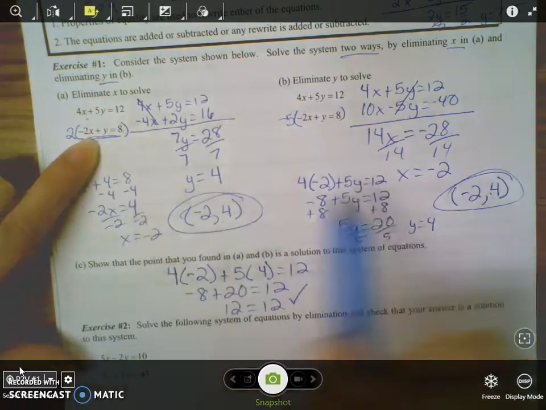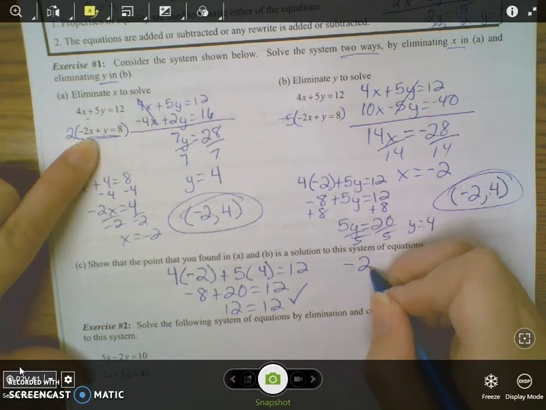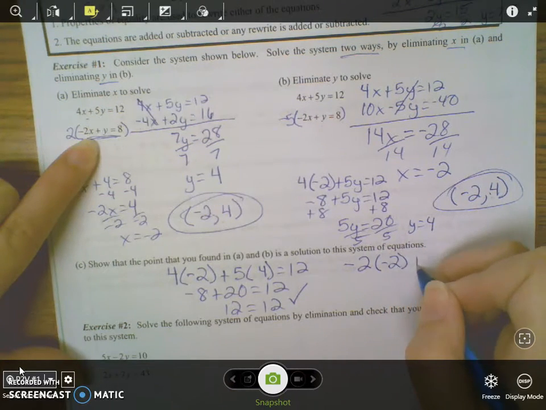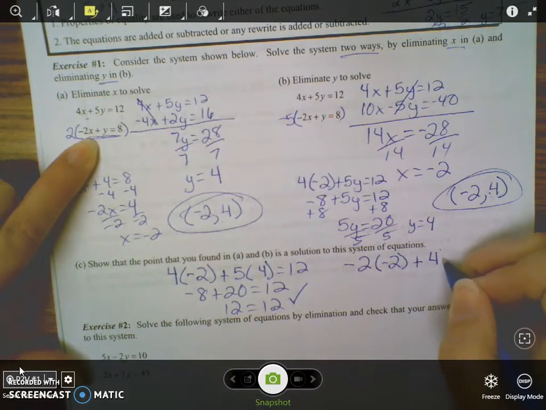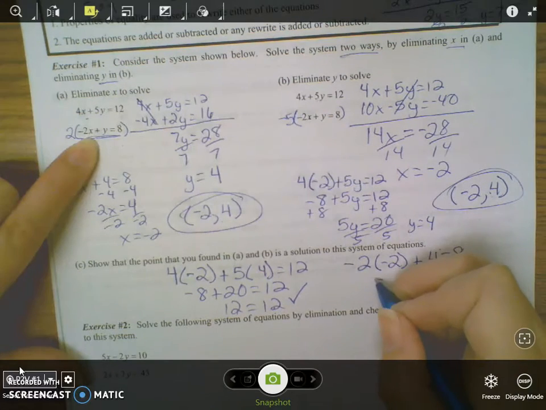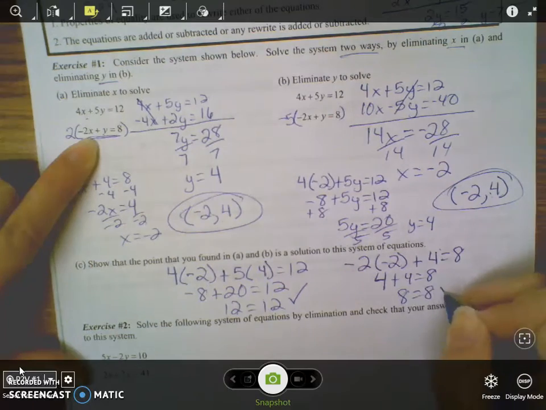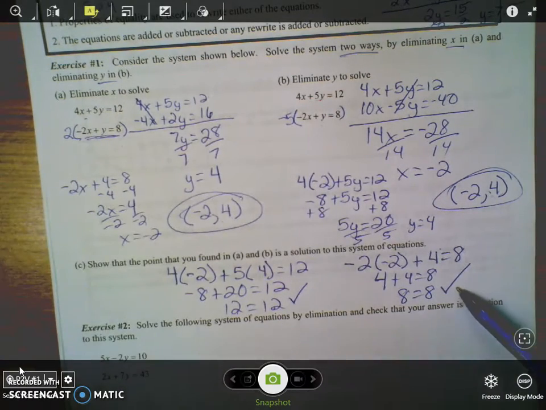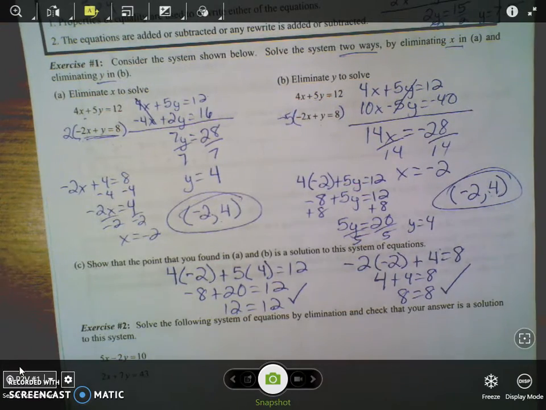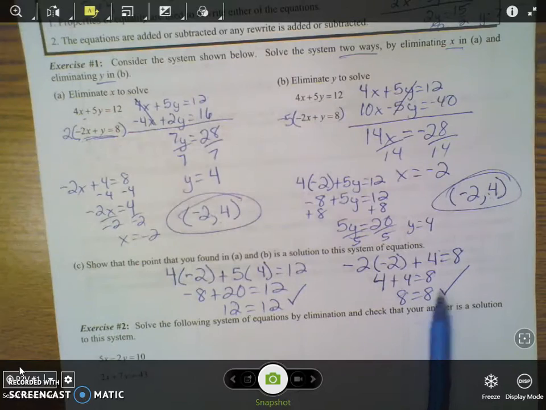And then we would do the same thing with our second equation. So we've got negative 2 times negative 2 plus 4 equals 8. So that's going to be 4 plus 4, which also checks out. So this isn't something that you would do all the time, but when it's really important not to make a mistake, then you would go back and check your work like this.